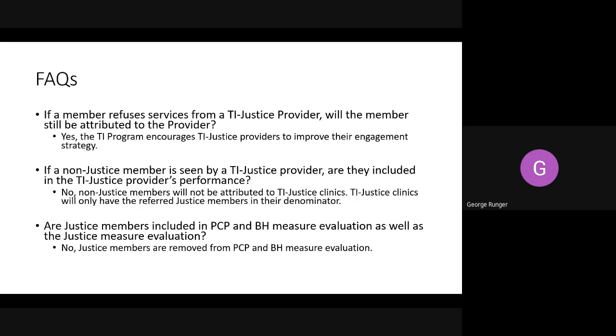And so a few FAQs that we anticipated here. If a member refuses service from a Justice provider, will the member still be attributed? Well, the answer is yes. If they're referred, they're still considered attributed to that particular Justice organization. And again, if a non-Justice member is seen by your Justice evaluated clinic, they're not counted in your measures. And then Justice members are not going to be counted in PCP, and I should also add BH, Behavioral Health measure evaluation, as part of the TIP program. Okay, and next slide then.